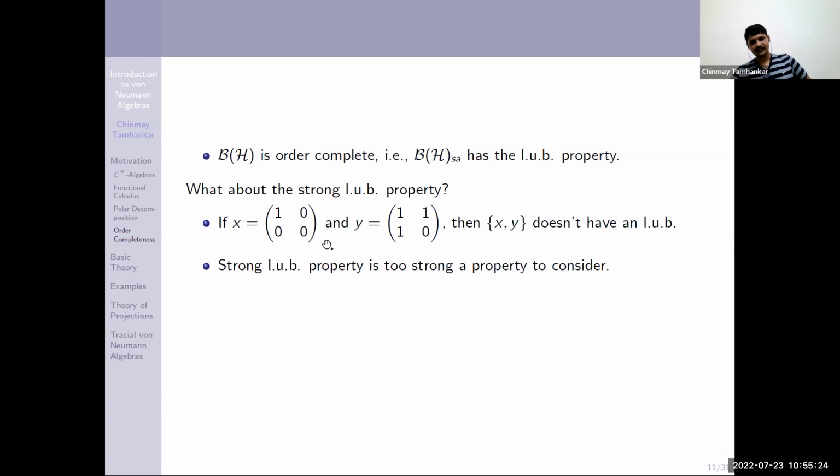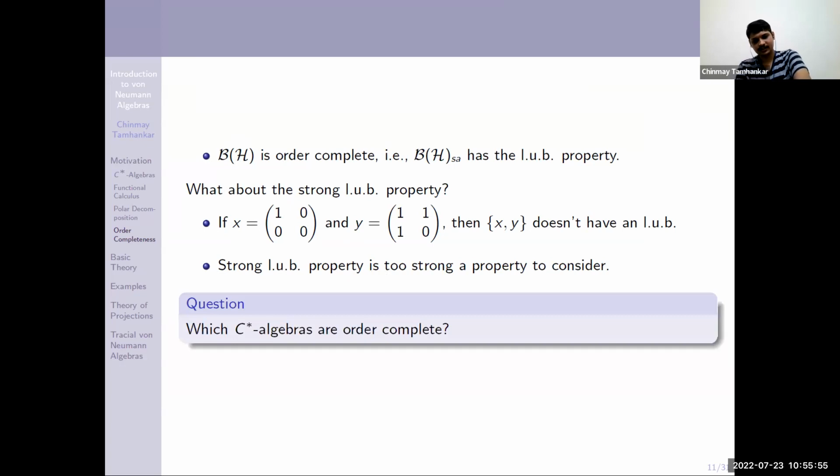So we see that if x and y are these matrices, then this two-element set {x, y} doesn't have an LUB. And so this strong LUB property is too strong a property to consider, because we cannot distinguish these C-star algebras using it. And most likely there will be very few C-star algebras which satisfy the strong LUB property. So we will not be looking at the strong LUB property and just consider the LUB. So the question to ask is: which C-star algebras are order complete?